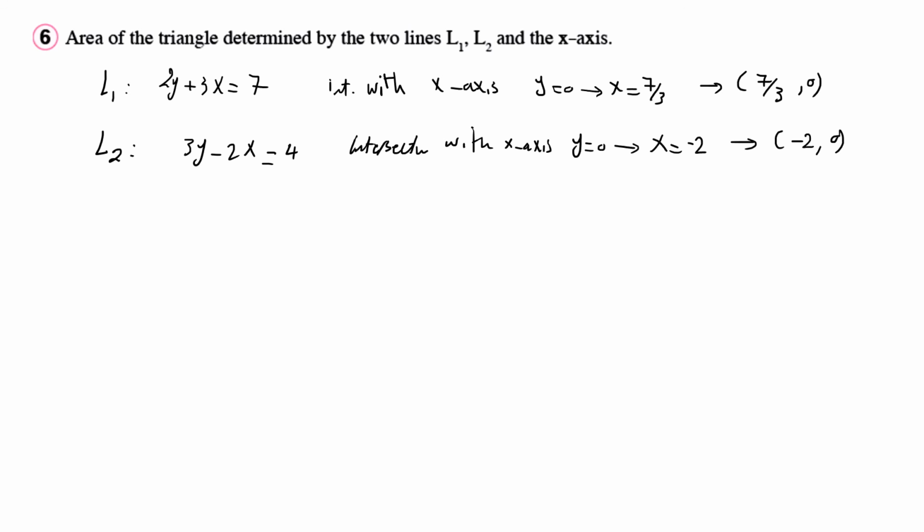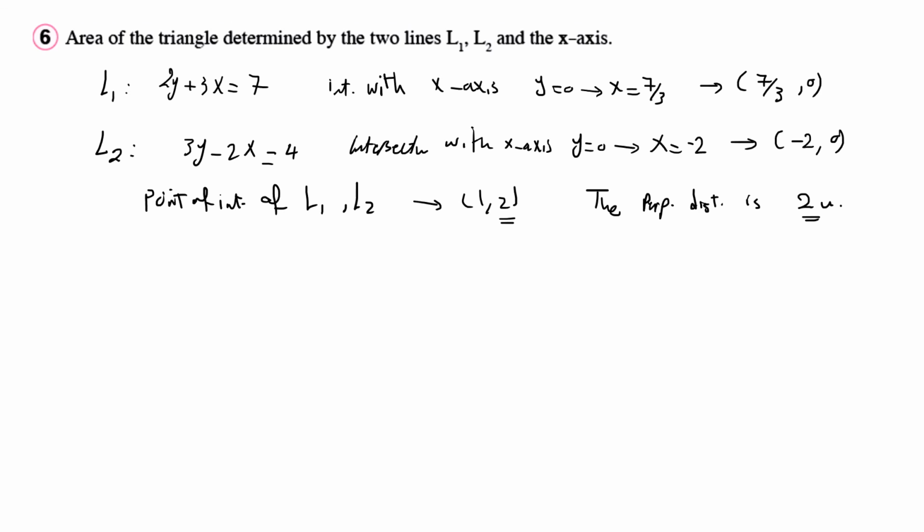The length of the perpendicular from the point of intersection of L1 and L2 to the x-axis is 2 units, because the point of intersection of L1 and L2 is (1, 2). So the perpendicular distance from (1, 2) to the x-axis is the absolute value of 2, so it will be 2 units.